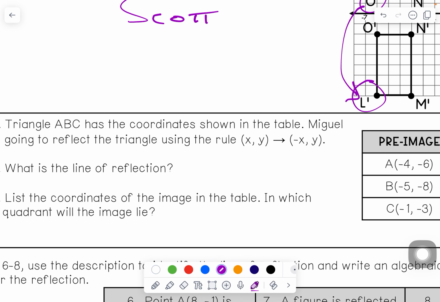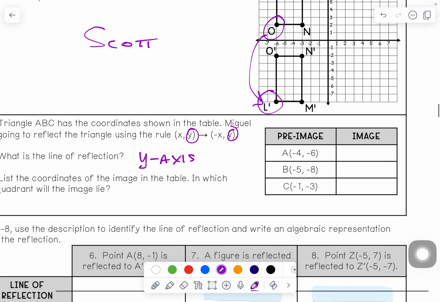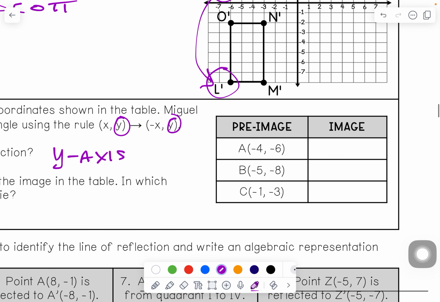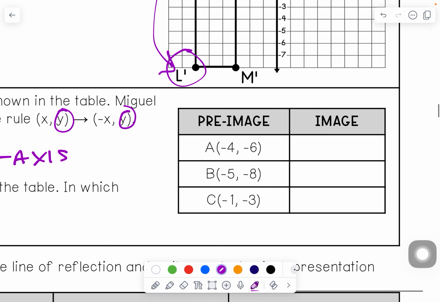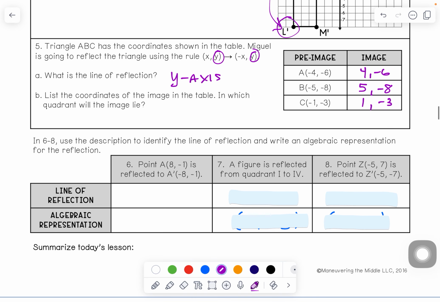The algebraic representation would be negative x, comma, regular y, because notice 8 times negative 1 is negative 8. So that's why we have to have the negative x. You go ahead and try the second two. Figure reflected from quadrant 1 to quadrant 4. So that's going from top right to bottom right. It looks like that's going to be over the x-axis, which means that my x stays the same and my y reflects.